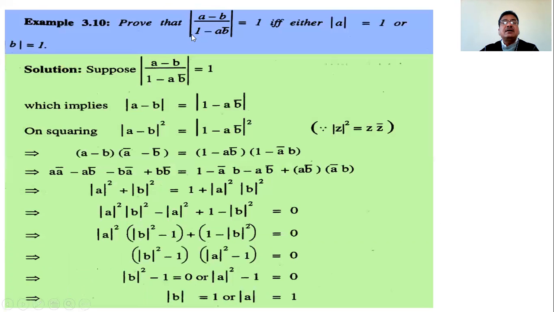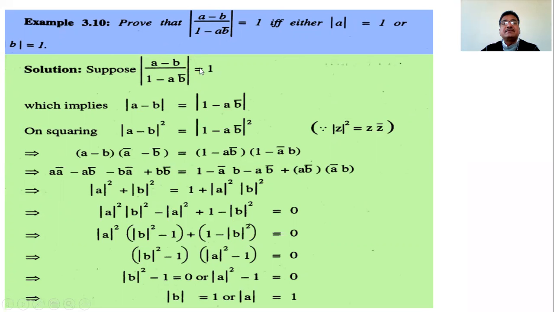Then next example: prove that mod (A minus B) divided by (1 minus A B bar) is equal to 1 if and only if mod A is 1 or mod B is 1. So this is an if and only if type, so the proof is in two parts. Assume this: mod (A minus B) divided by (1 minus A into B bar) is 1, and prove that either mod A is 1 or mod B is 1.